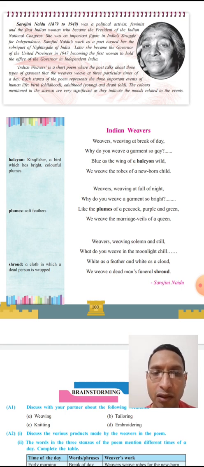White as a feather and white as a cloud, we weave a dead man's funeral shroud. We weave a dead man's funeral shroud.